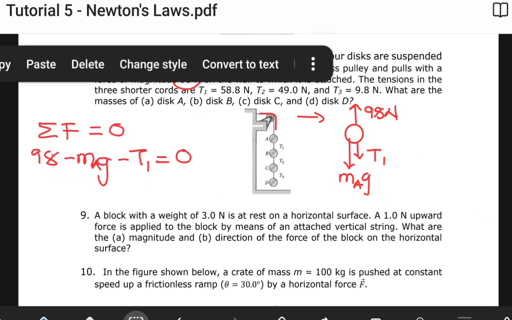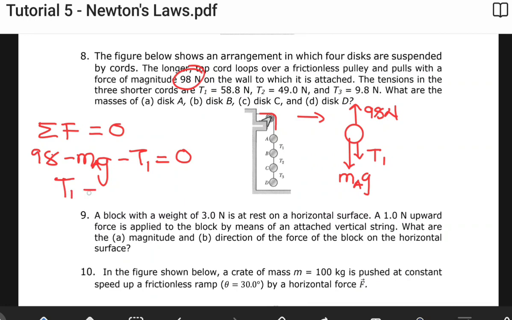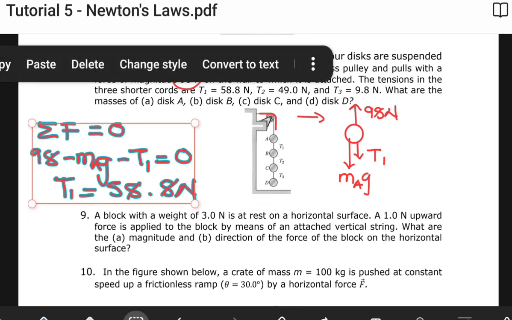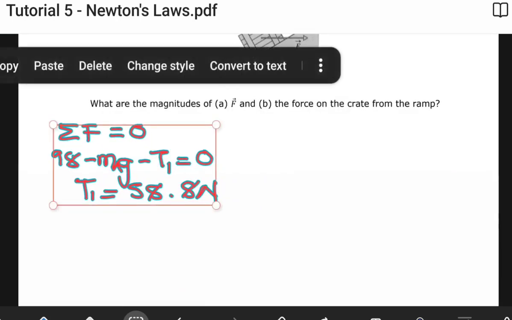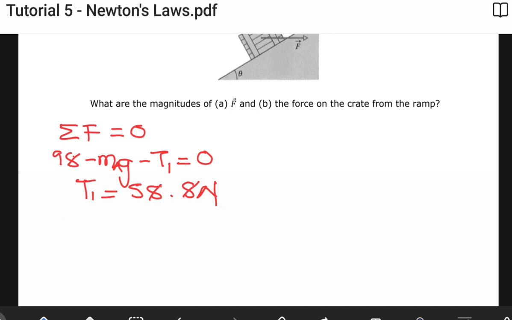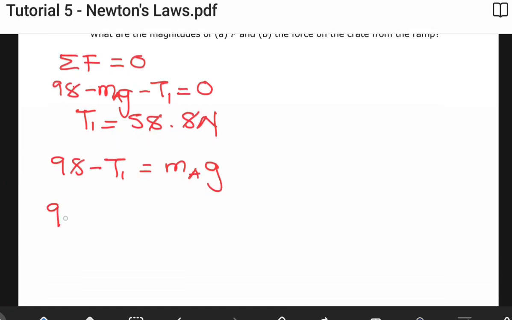So let's copy this. We know what T1 is. T1 in this case is given as 58.8 newtons. So we get this and let's work it out. From here, of course, we're just solving that equation. We're looking for MA, so I'll move the MAg to the right side. So I'll have 98 minus T1 equals MAg. Substitute what T1 is. We now have 98 minus 58.8 equals MAg.